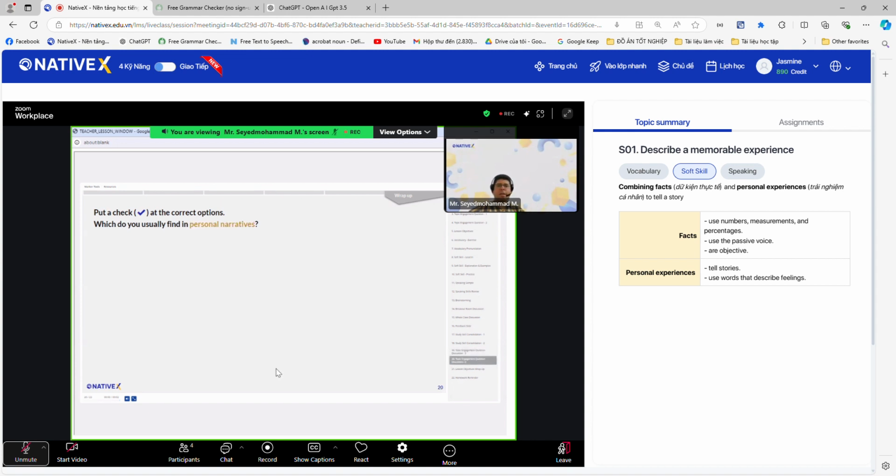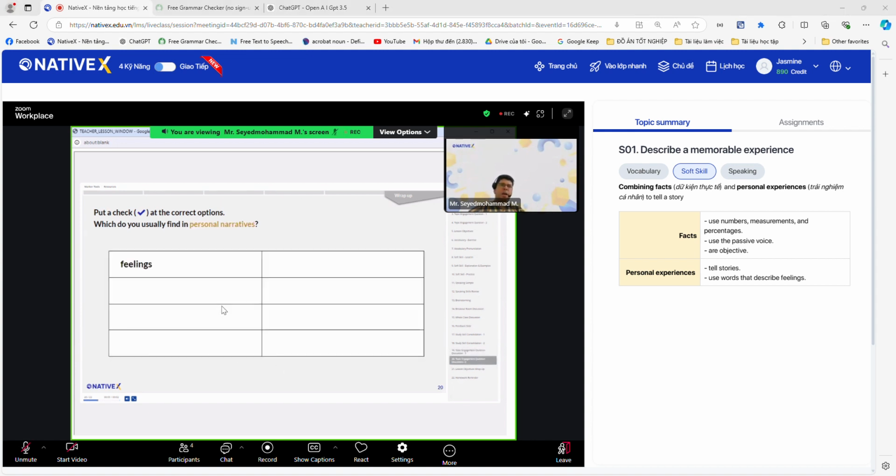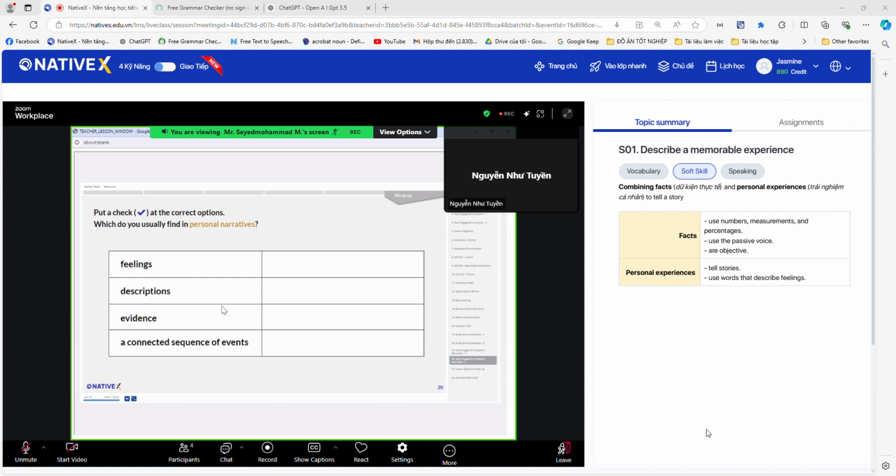Excellent job. Thank you. And Miss Twin, which do you usually find in personal narratives? Feelings, descriptions, and a connected sequence of events. Perfect job. Thank you, guys.